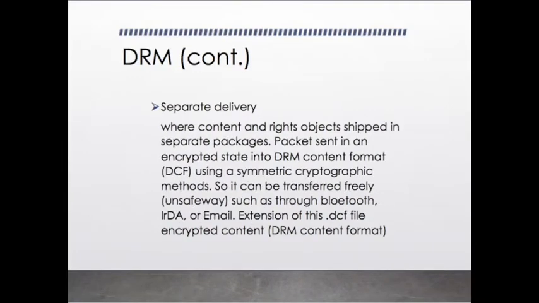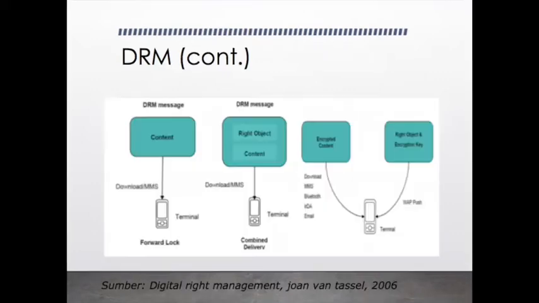Third is separate delivery, where content and rights objects are shipped in separate packets. The content is sent in an encrypted state in the DRM content format or DCF using asymmetric cryptographic methods, so it can be transferred freely or in an unsafe way such as through Bluetooth, infrared, or email. The extension of this is DCF, a file of encrypted content or DRM content format. This is the picture of DRM or Digital Rights Management by Johan van Tassel, 2006.